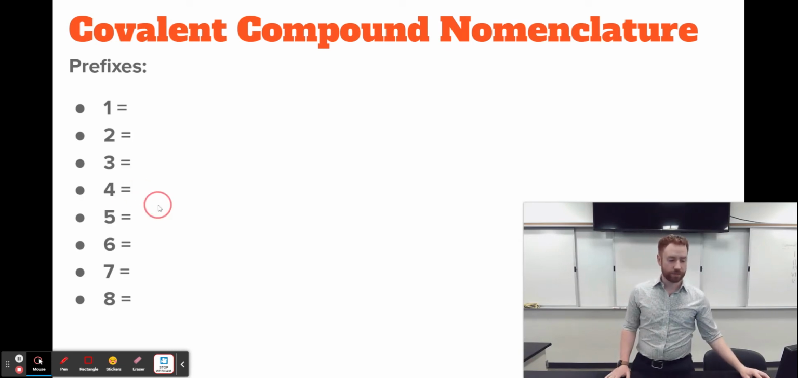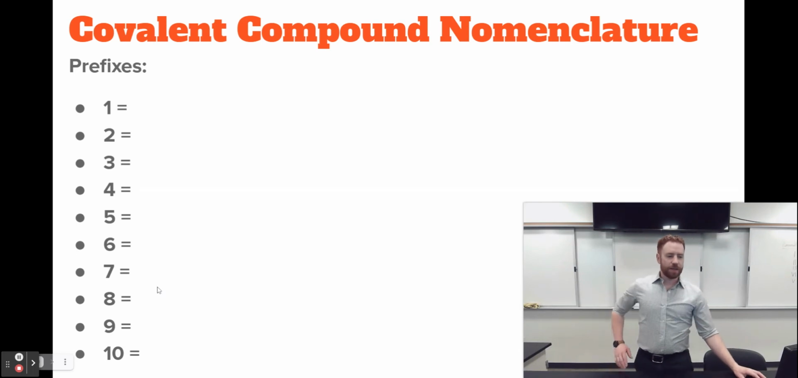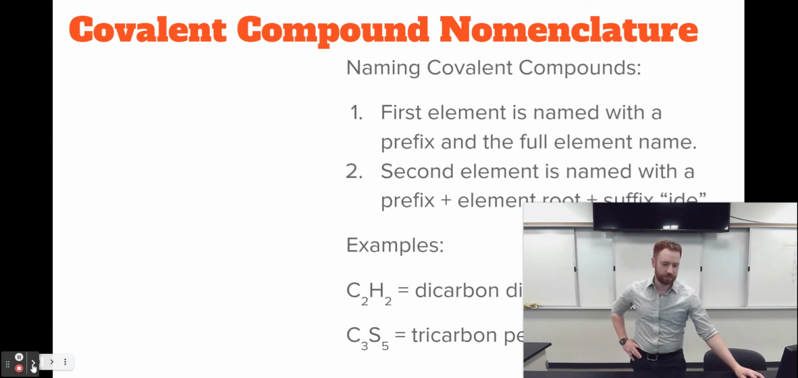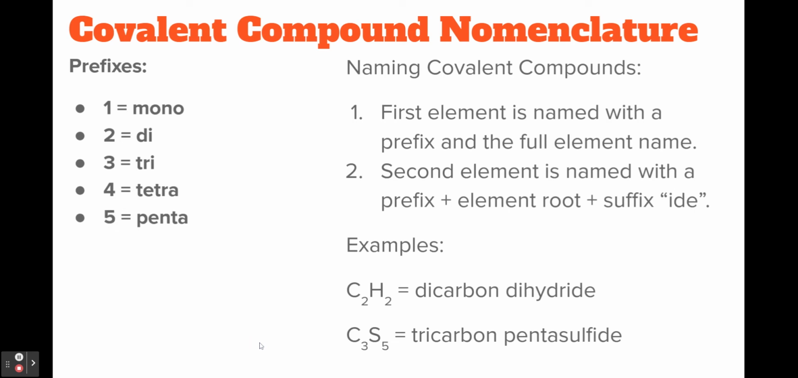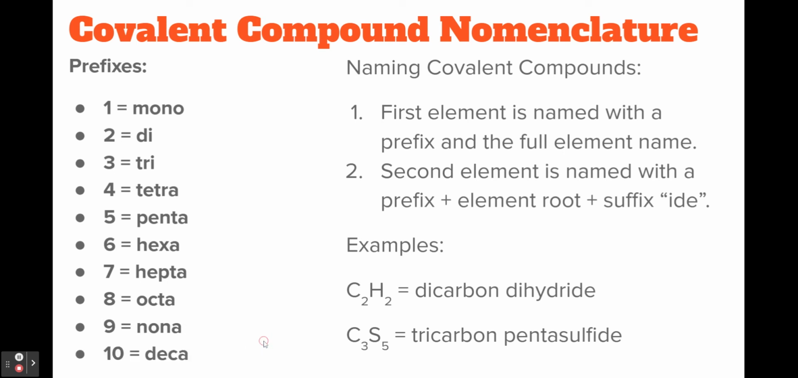So let's do the covalent compound prefixes 1 through 10. Now, normally I would have people guess at these and we'd make a game of it, but I'm just going to show you. The prefix for 1 is mono. 2 is di. 3, tri. 4, tetra. 5, penta. 6, hexa. 7, hepta. 8, octa. 9, nona, and 10, deca. You might recognize some of these, like triangle, or decade is 10 years, or octagon is a shape with 8 sides, but some of them might not be super familiar.